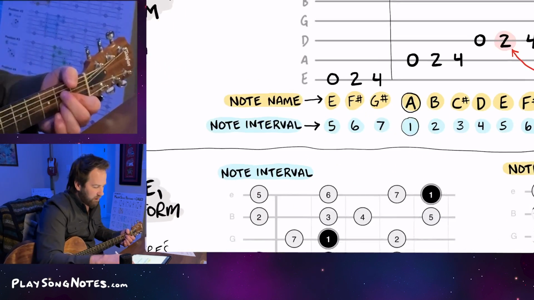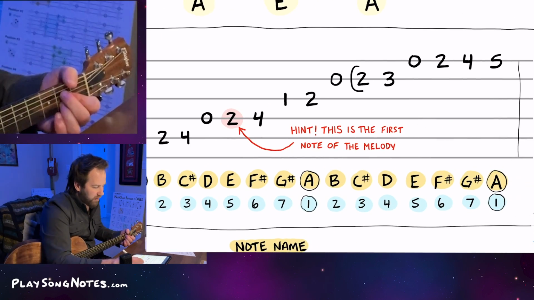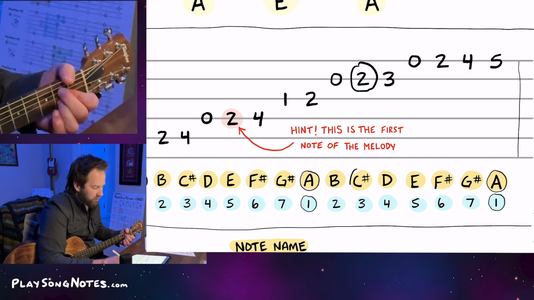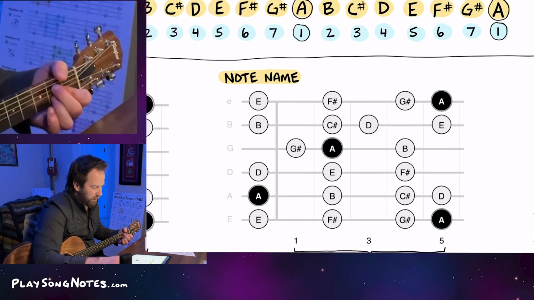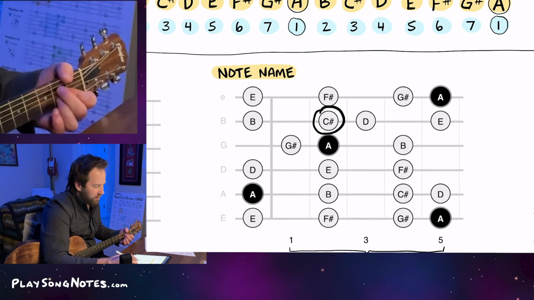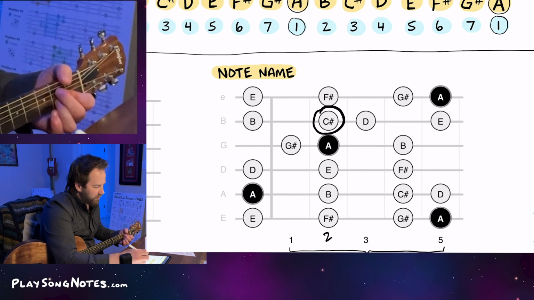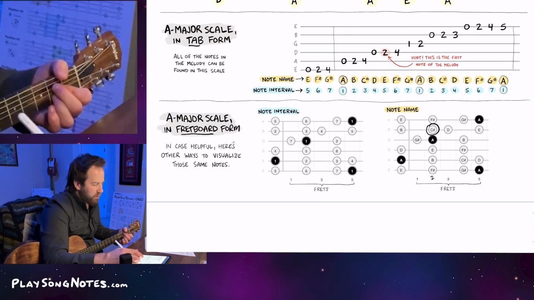Again, if we were curious what this 2nd note on the 2nd string is, it's a C sharp. So again, you don't need to know theory, but it is helpful to look at this. Likewise, the 2nd fret on the 2nd string is a C sharp. So you get the idea.